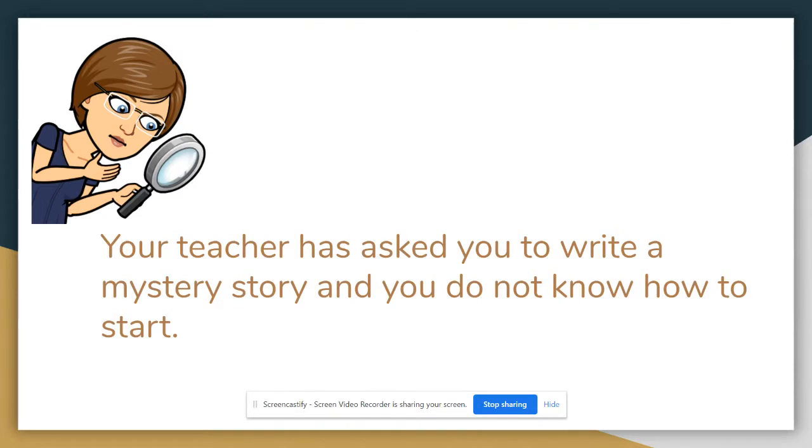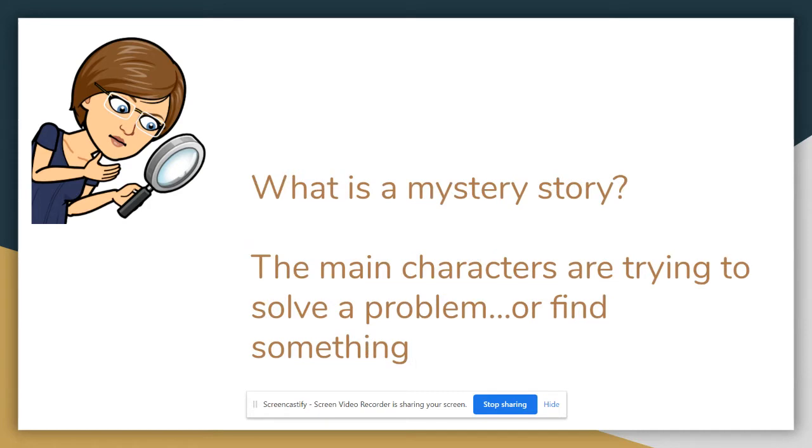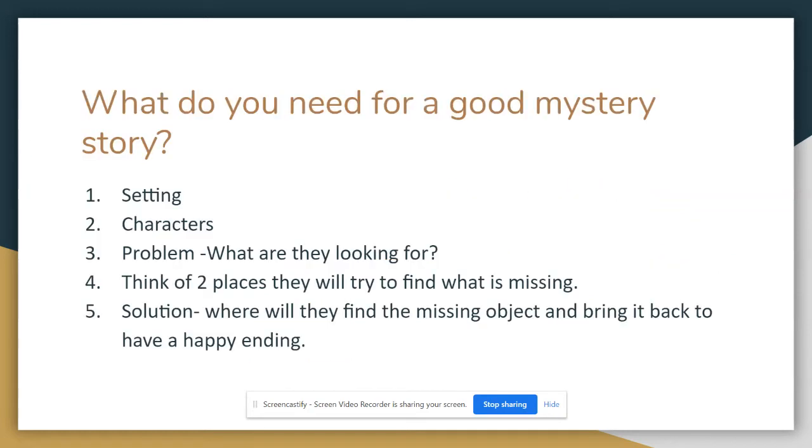Your teacher's asked you to write a mystery story and you do not know where to start. And that's why I'm here to help you step by step to create an excellent mystery story. So, what is a mystery story, anyways? Well, the main characters are trying to solve a problem, or to find something, or to solve a crime.